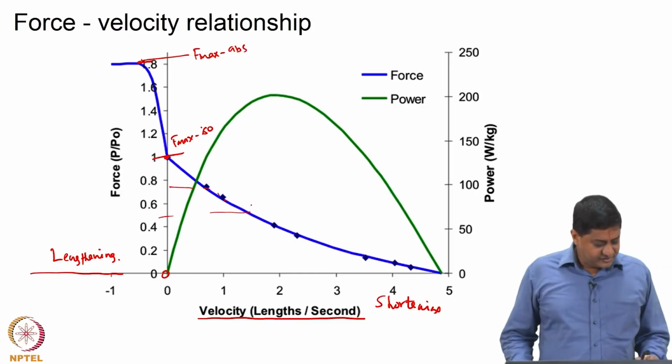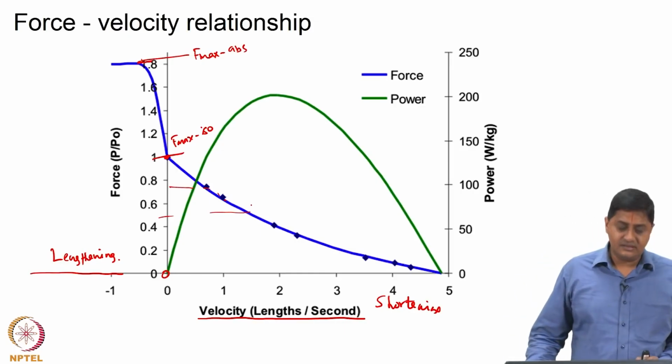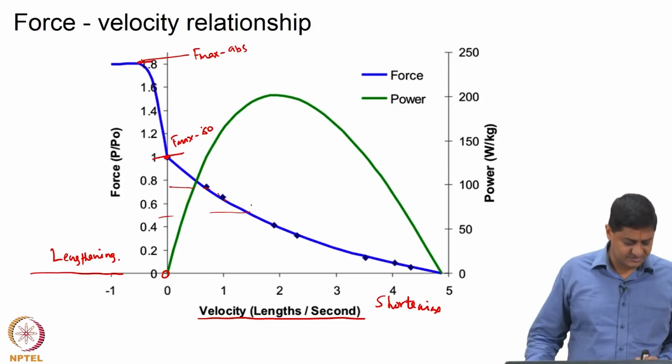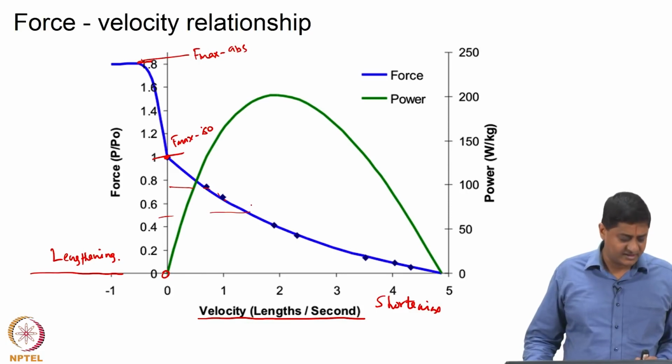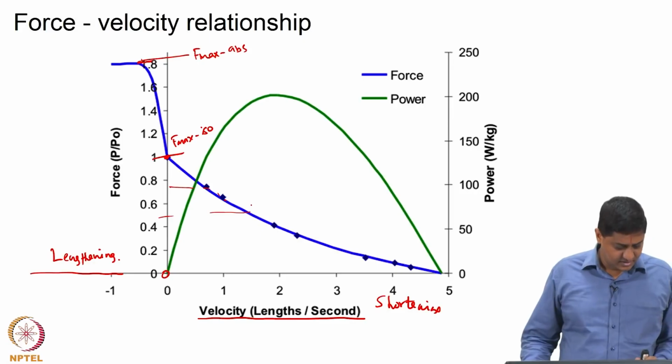So, why does the force reduce? As I said, the speed at which cross bridges can be formed reduces, basically. There is a reduction in cross bridge displacement, and there is also a reduction in the ability of myosin to find active actin binding sites, right.